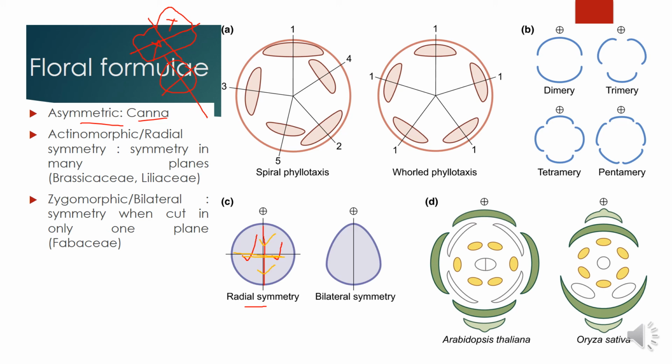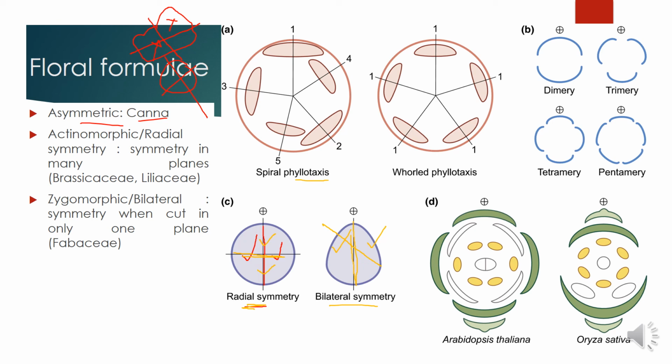So this type of plane of division, this type of arrangement, is called radial symmetry. Then it can also be a bilateral symmetry, where only one plane of division leads to the symmetrical pattern. In any other plane of division, there is no symmetry. So these are basically the three types of symmetrical arrangement of the flowers.